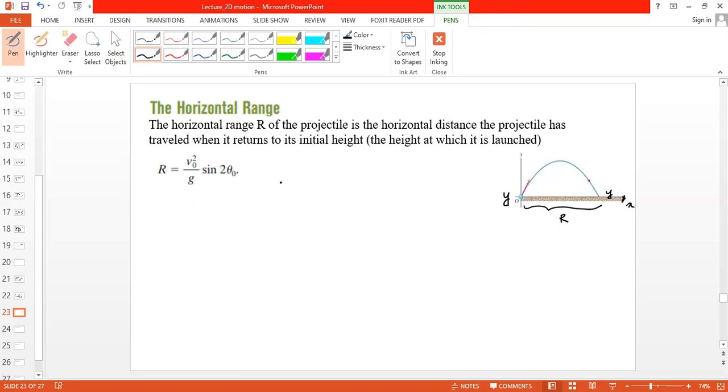So how do we find the range of an object? From the discussion, it is clear that range is basically a horizontal distance. So we know horizontal distance x is equal to v naught x t. Right? v naught x t.